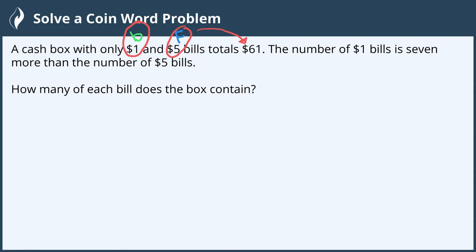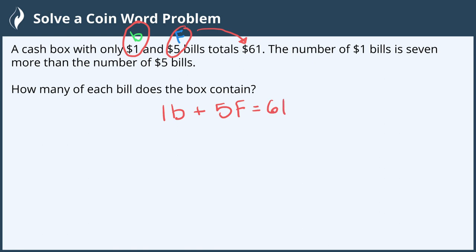So that's our first equation, 1 times B plus 5 times F. The 1 being the value of the dollar and B being the number of those dollar bills, and 5 being the value of the $5 bill and F being the number of the $5 bills. If I add those together, I get the total of $61.